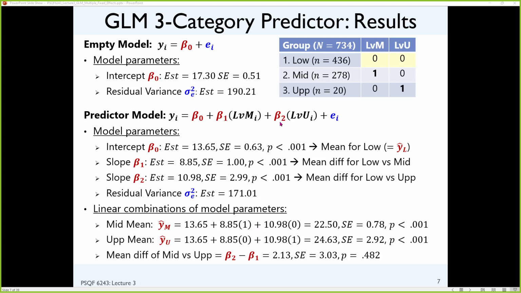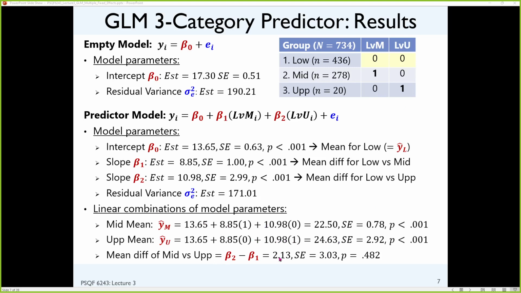10.98 is what beta 2 was predicted to be, but in that variable, the middle group is coded 0. Right here, that one. So if I do the math to work this through, I end up with a prediction of 22.5. So this one I have to ask for as a linear combination because it involves more than one beta. Likewise, for the upper group, same exact beta coefficients, but then different zeros and ones based on what it is for the upper group. And theirs is 24.